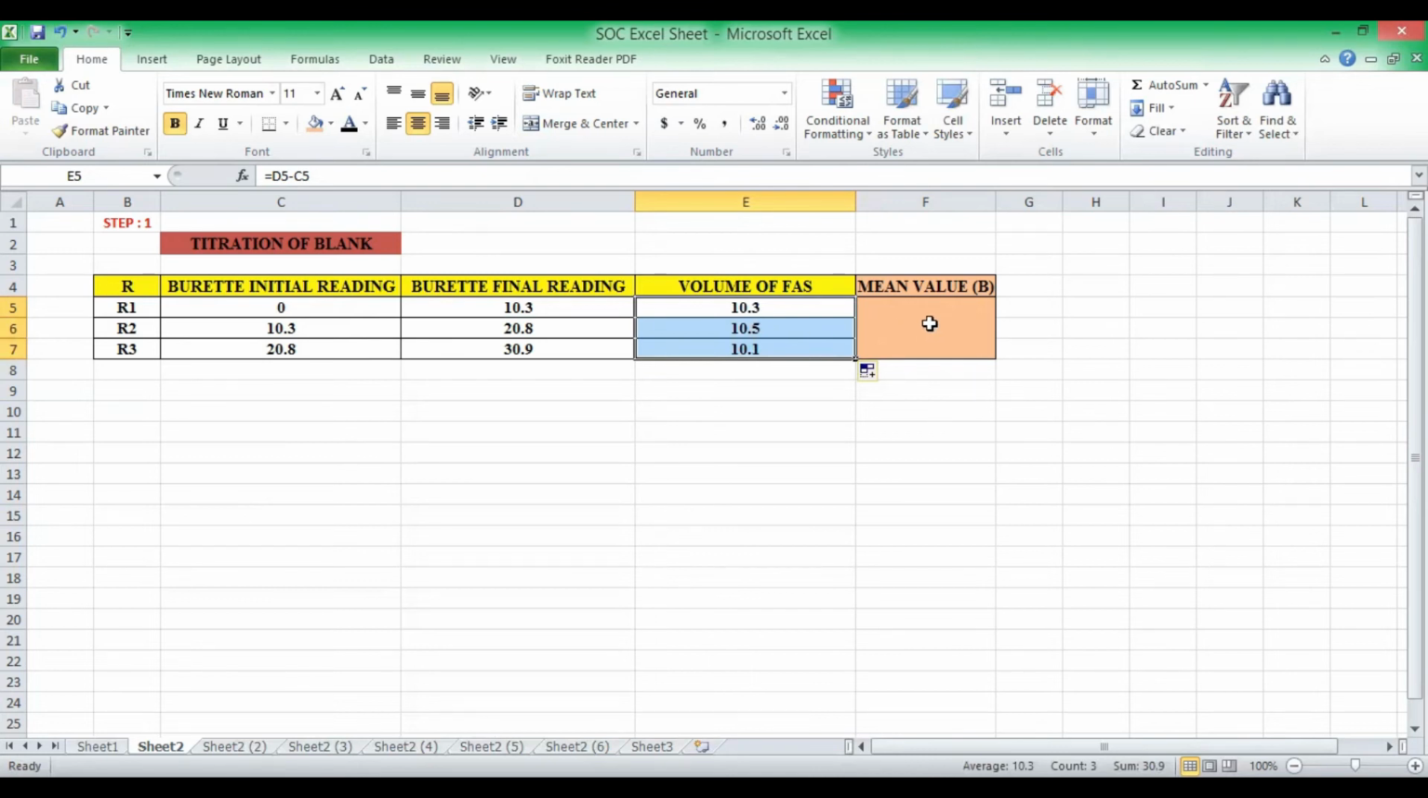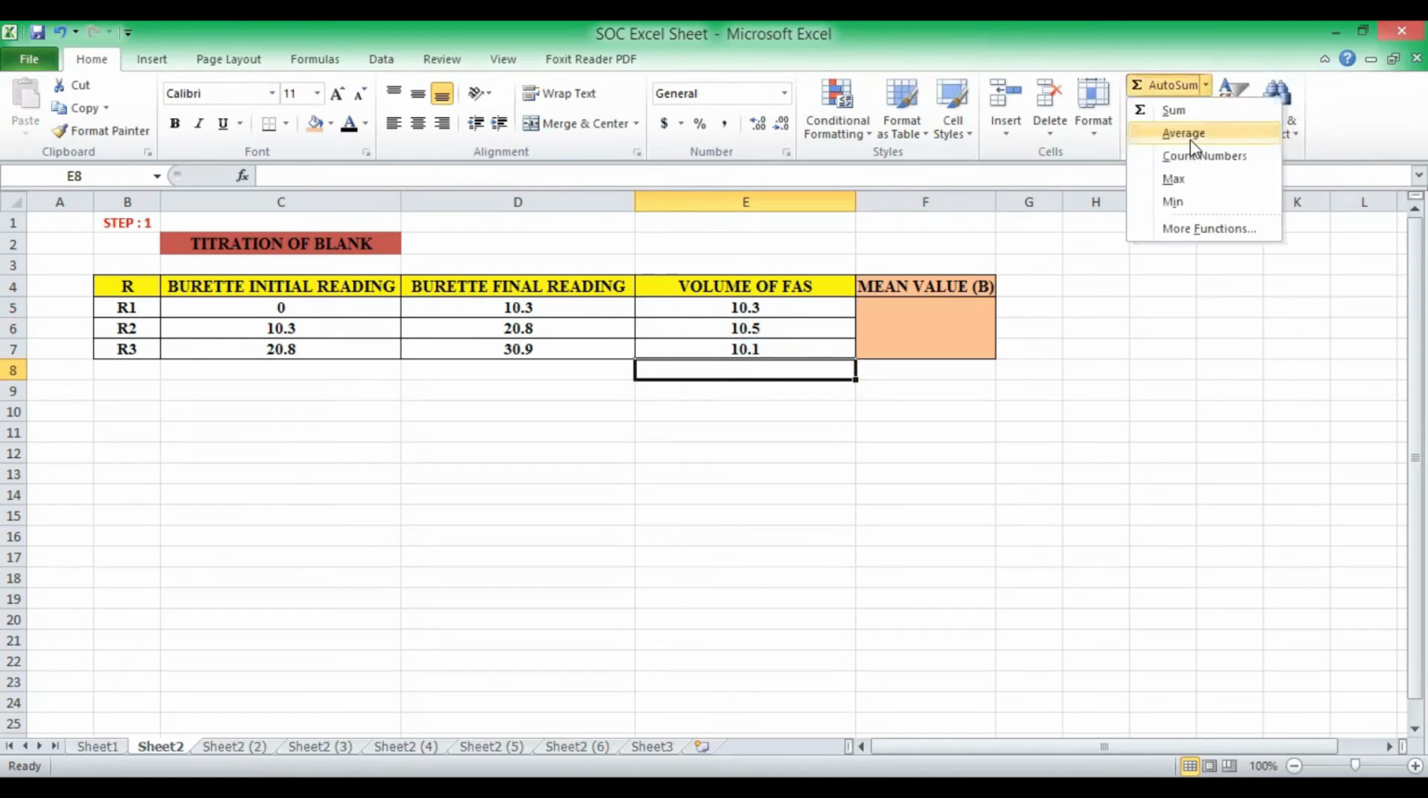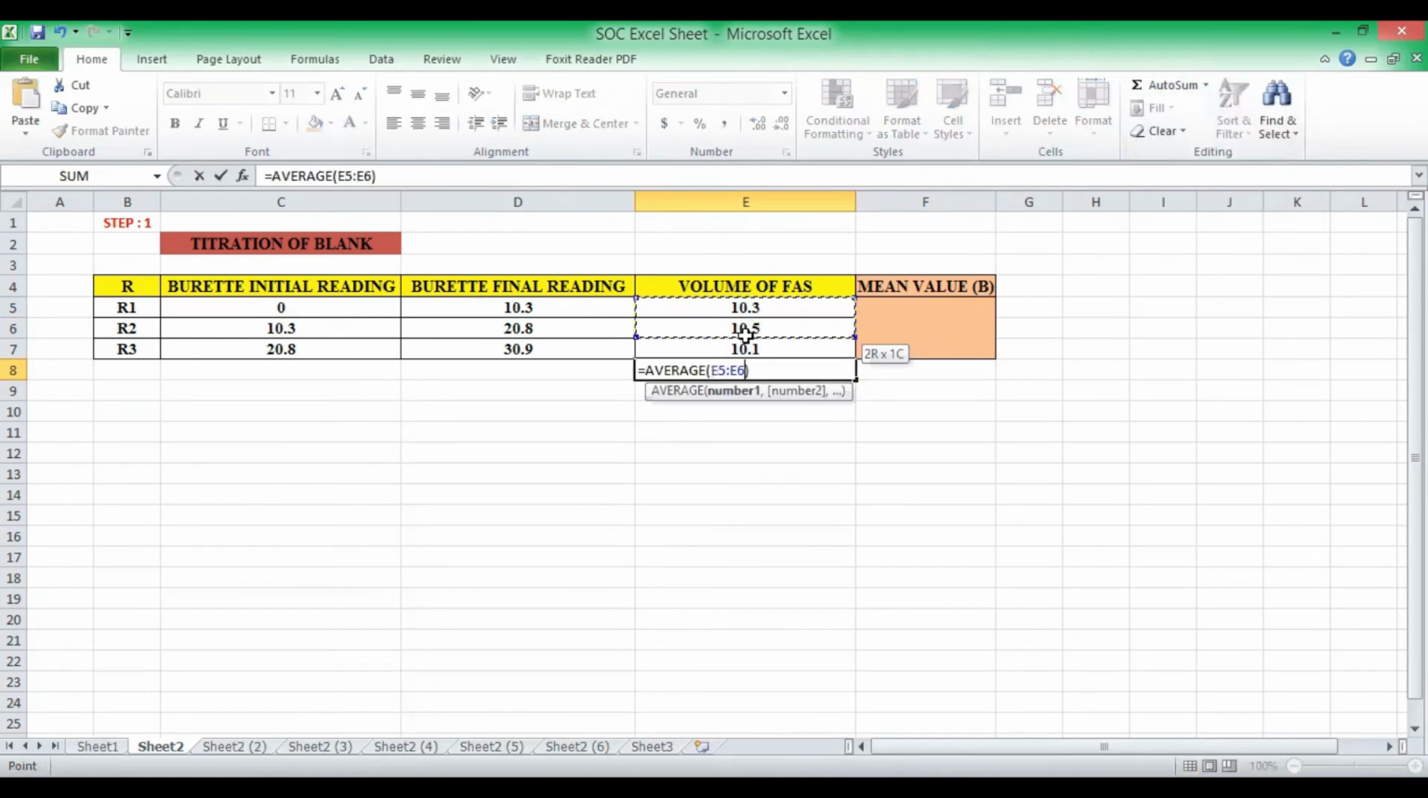And from here, we have to calculate the mean value. So for the mean value, you have to go to auto sum, average, and then just highlight these values and press the enter key. So the value is 10.3, right? So you just have to write here 10.3, which is the mean value and which is the B value in the formula.